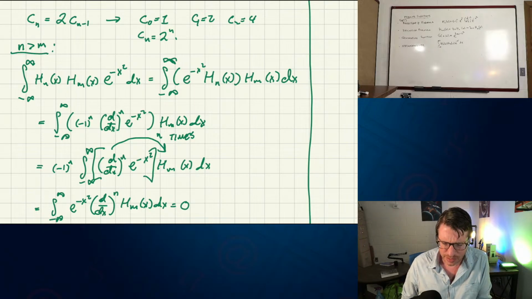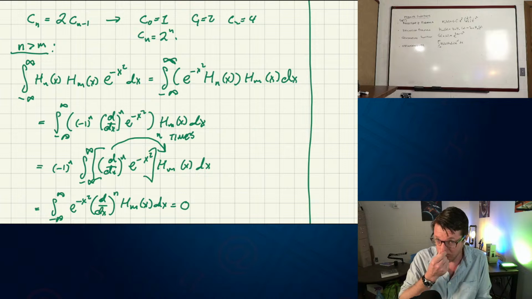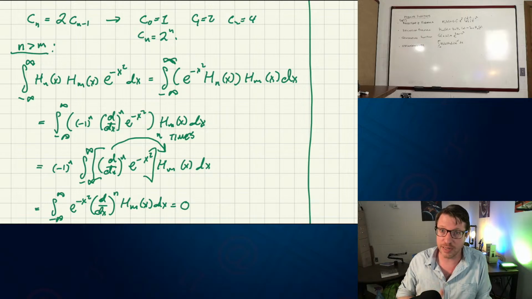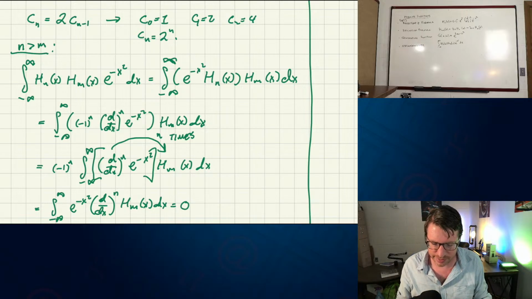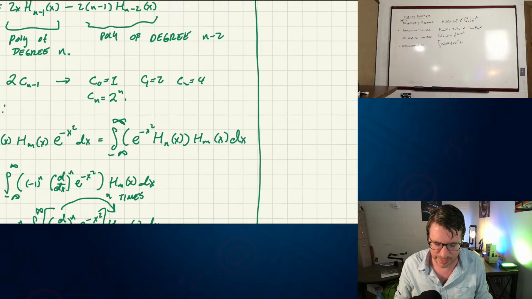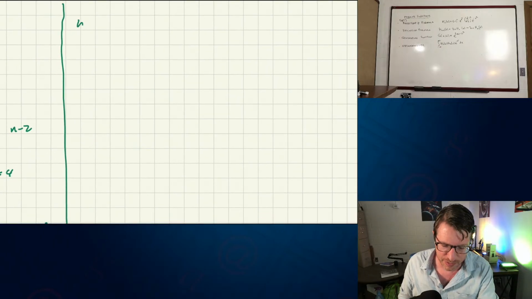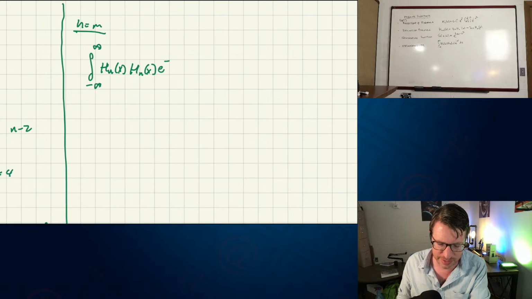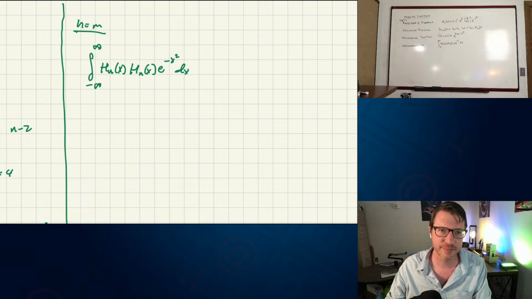And so what I would like, though, is to ultimately turn these into an orthonormal sequence, and that way you can have an orthonormal basis in L2. So let's take a look and see what that ends up giving us when n is equal to m. We have the integral from minus infinity to infinity of Hn of x times Hn of x times e to the minus x squared, over e to the minus x squared, dx. And let's see what we end up getting.